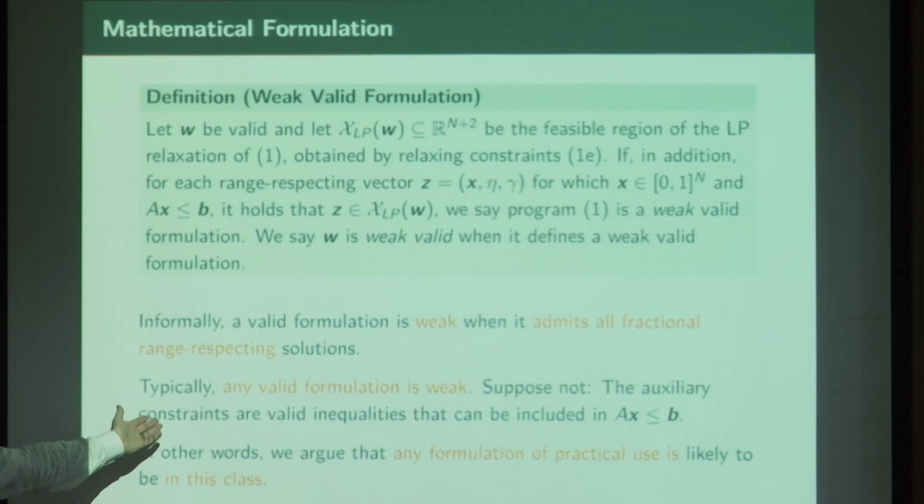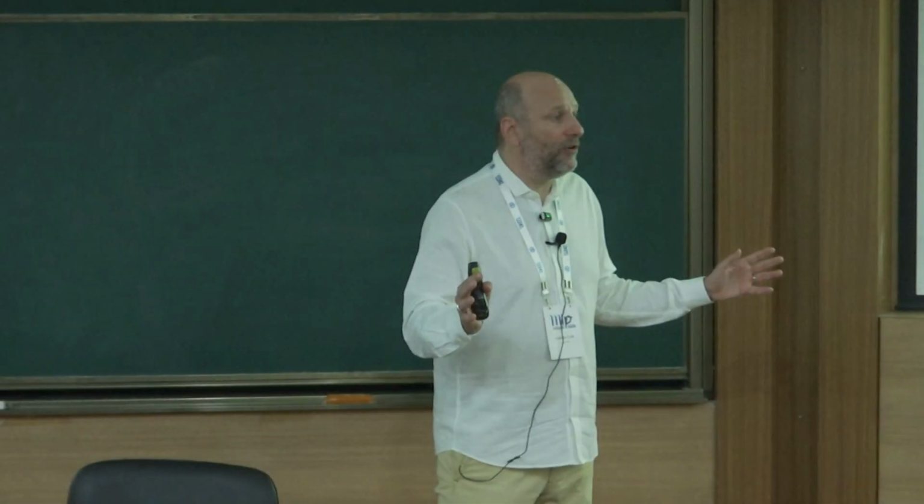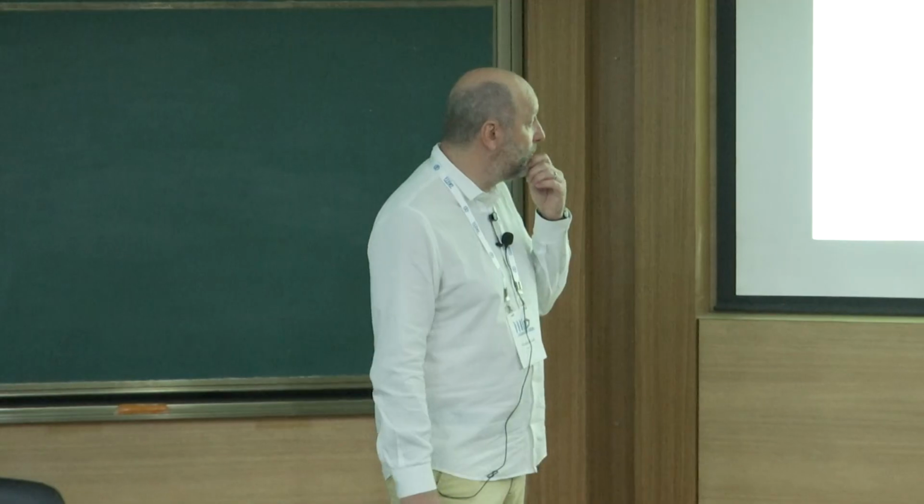This is not done automatically in most of the cases, and so every single range respecting fractional solution is going to be valid for the formulation. So those formulations are not naturally cutting off fractional solutions which are range respecting. But actually there is even worse. It's easy to convince each other that if I take two solutions which are feasible, and I take any convex combination, I end up with range violating fractional solutions. So there are a huge number of range violating fractional solutions that are part of the formulation.